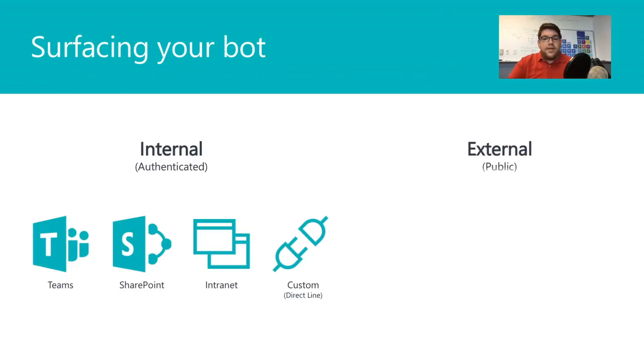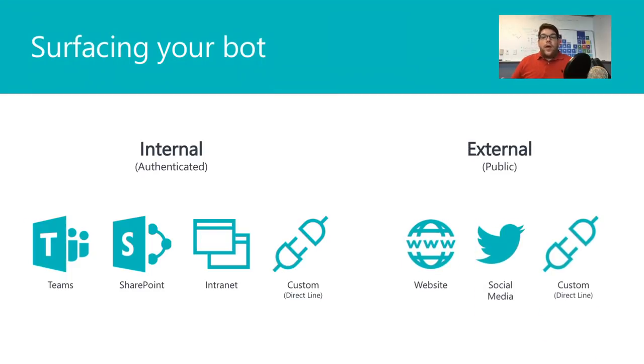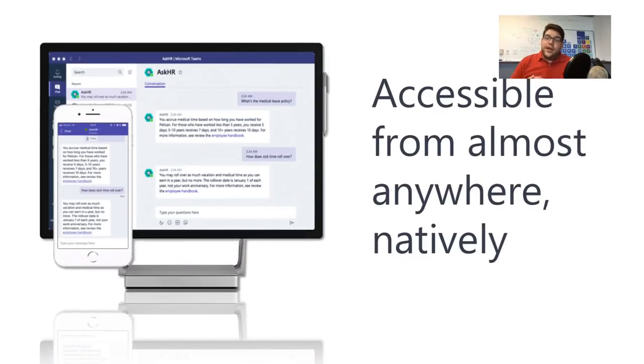Now, if you want a more public-facing bot, you can have it pop up in a website, in a mobile app, in social media like Twitter DM or Facebook Messenger and WhatsApp, or anything else with an API, thanks to that Direct Line connection.